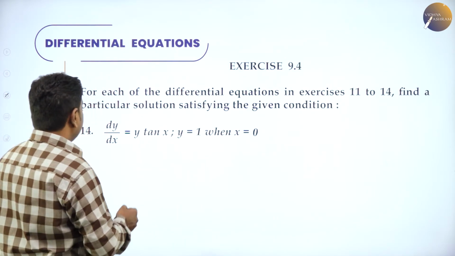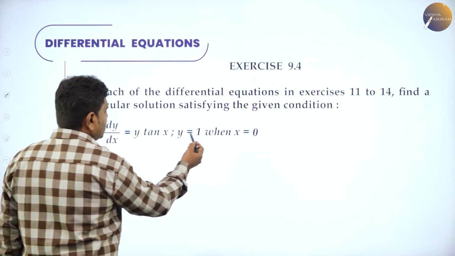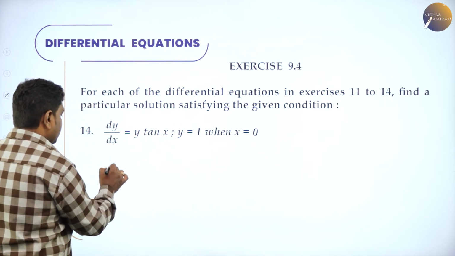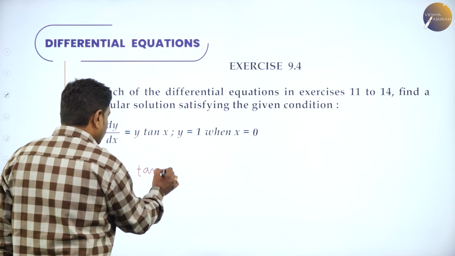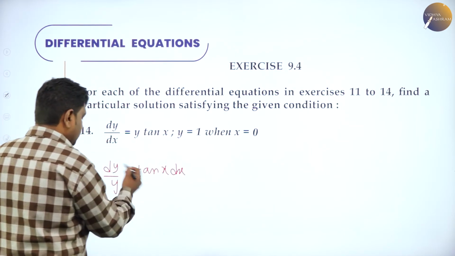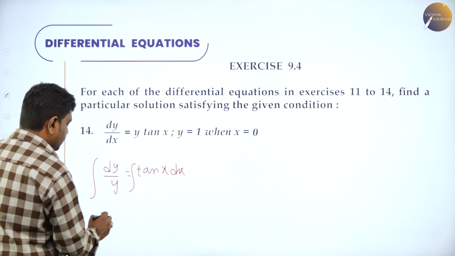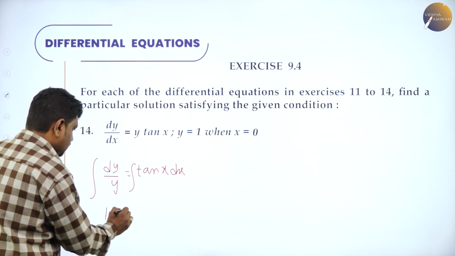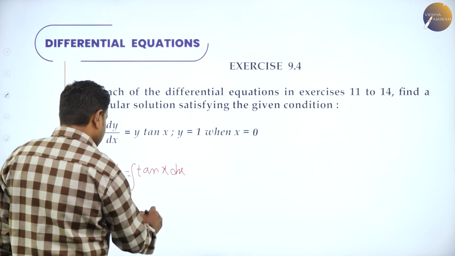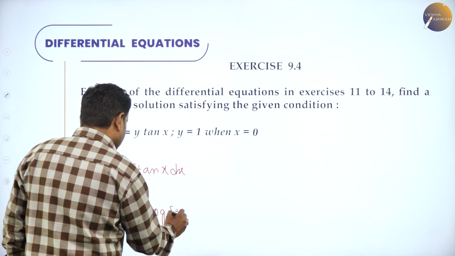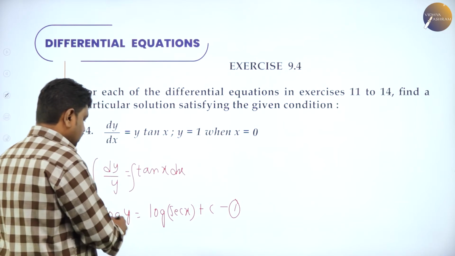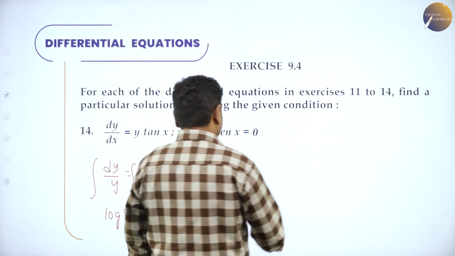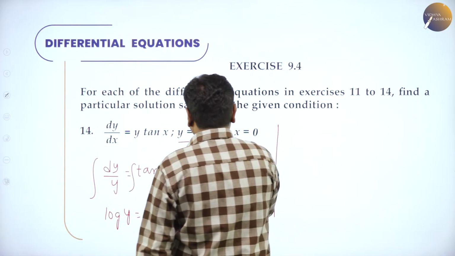Next, dy by dx is equal to y tan x. When y is 1, x is 0. So can I write it as dy divided by y is equal to tan x into dx. Now the variables are separated. Now integration of dy by y is log y. Integration of tan x is log of secant x plus c. This is the general solution.